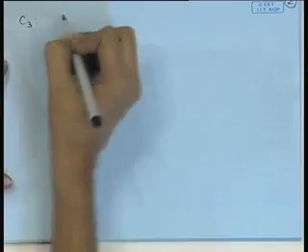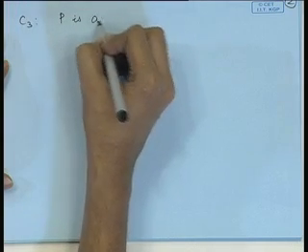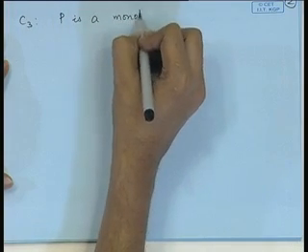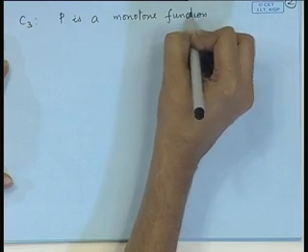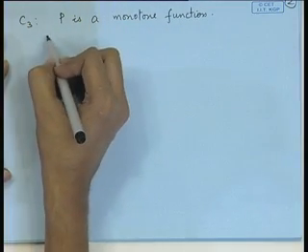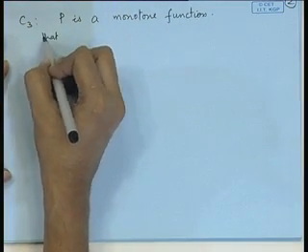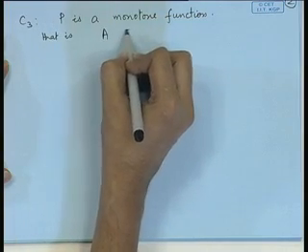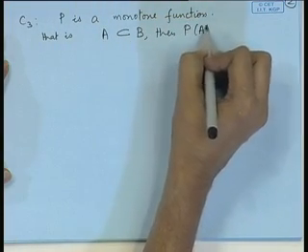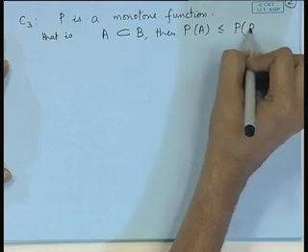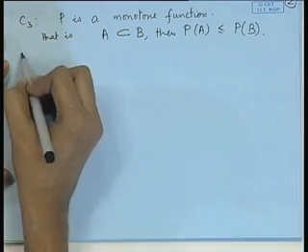A third consequence is that P is a monotone function. That is, if I take A to be a subset of B, then the probability of A will be less than or equal to the probability of B. Let us look at the proof of this.